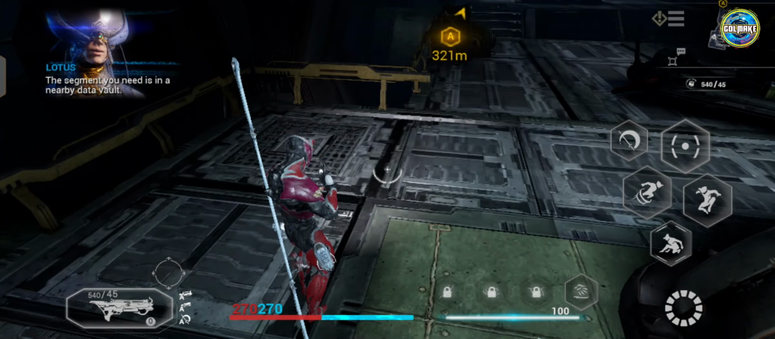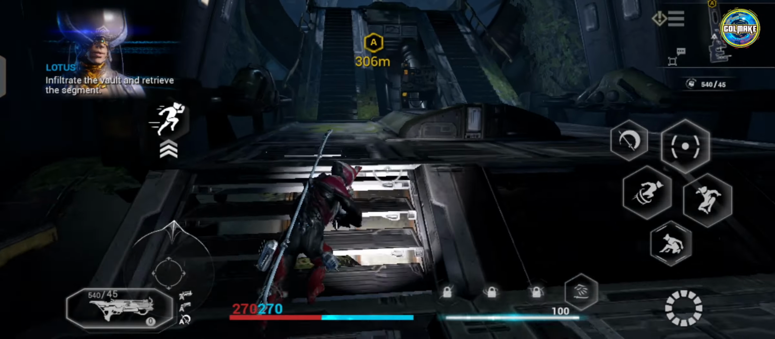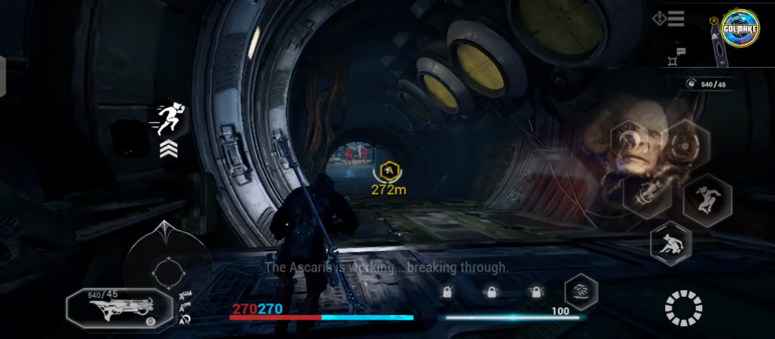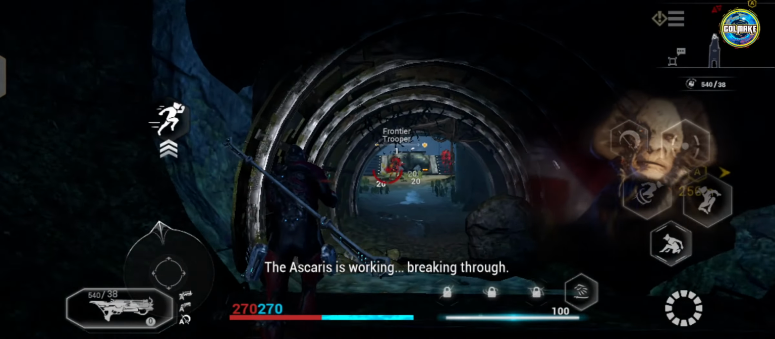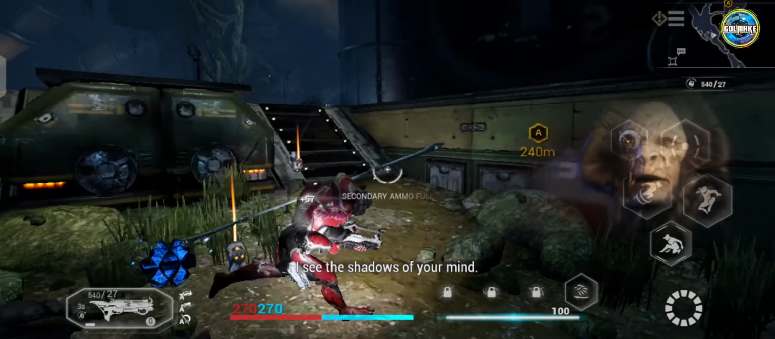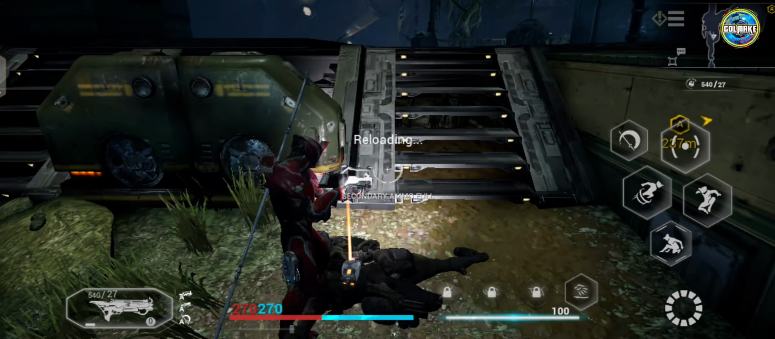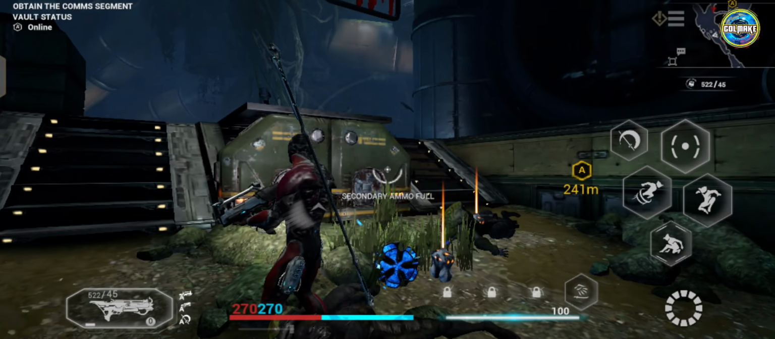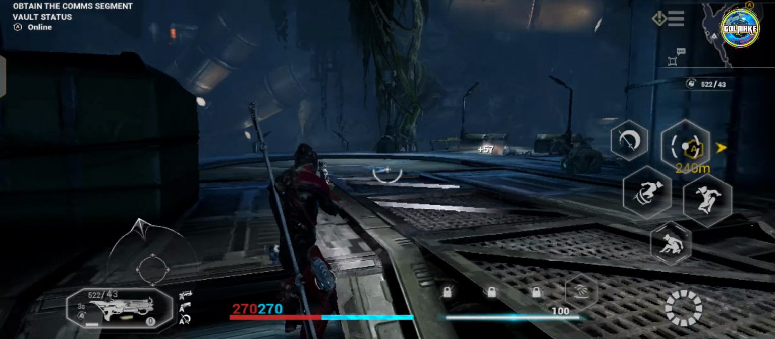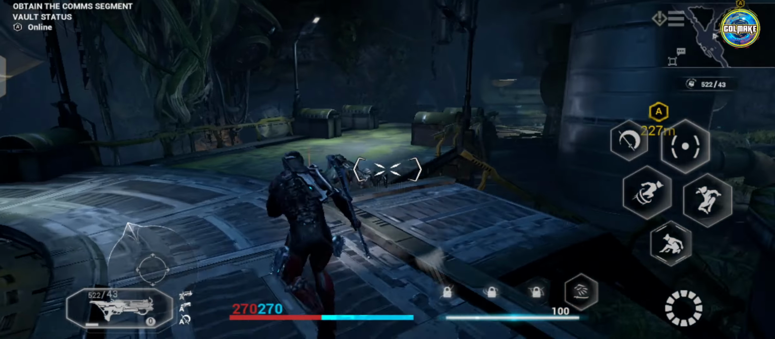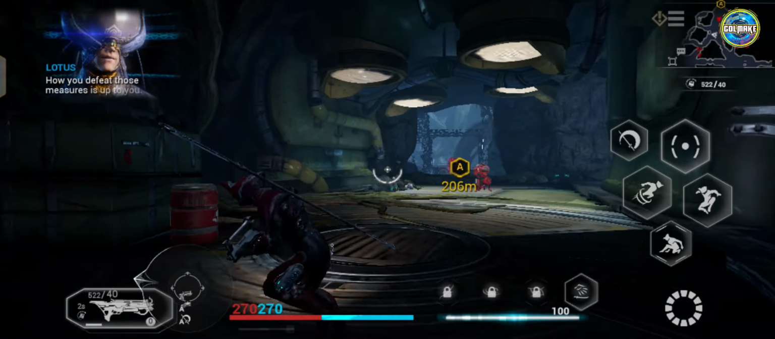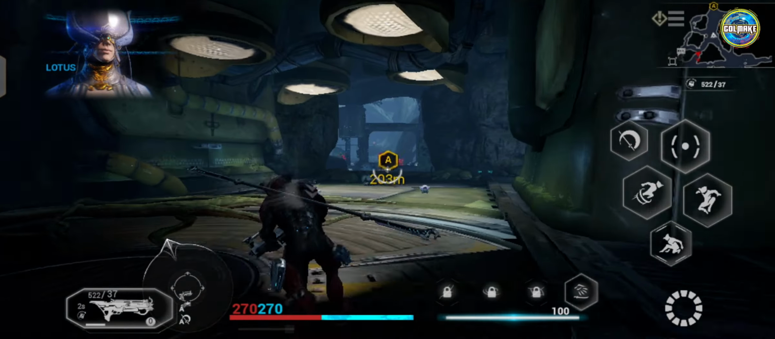The segment you need is in a nearby data vault. Infiltrate the vault and retrieve the segment. The Ascalus is working, breaking through. I see the shadows of your mind. This data vault is equipped with a variety of security measures. How you defeat those measures is up to you.